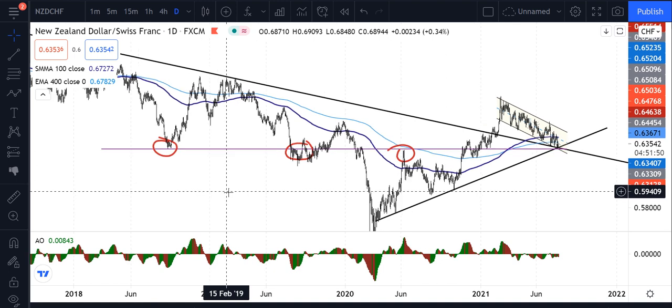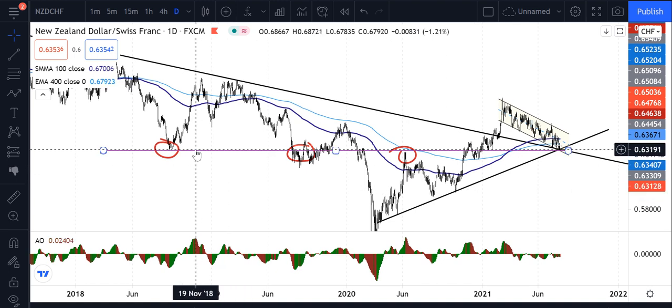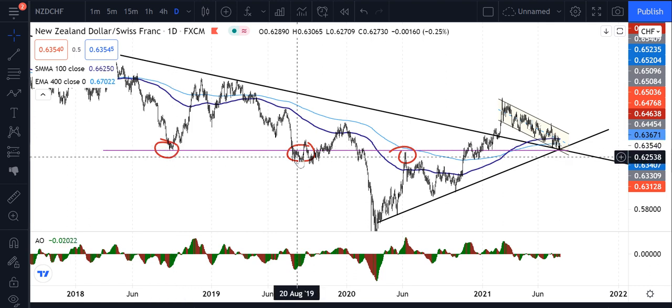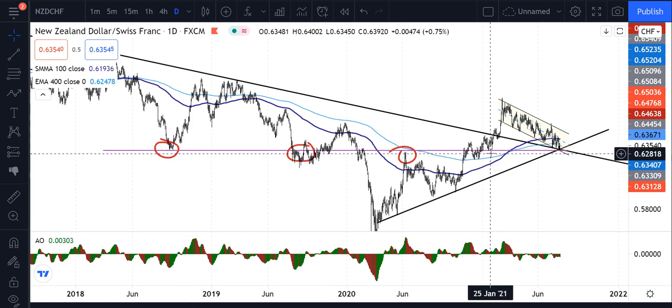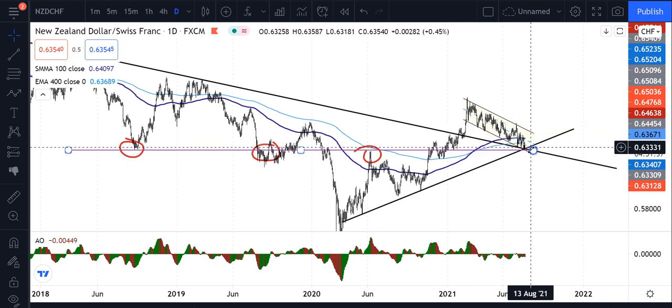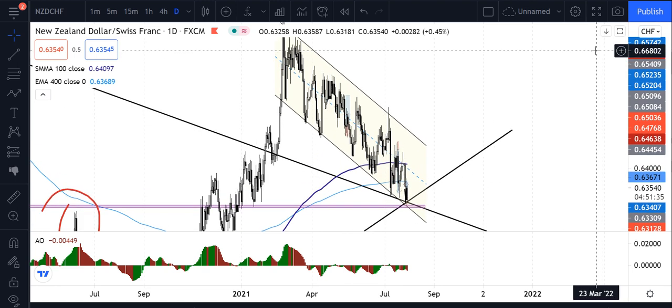The second reason what I see is the zone area. It has taken many supports here. One time, second time, third time, fourth time, and now this is the fifth time. This was my second reason.